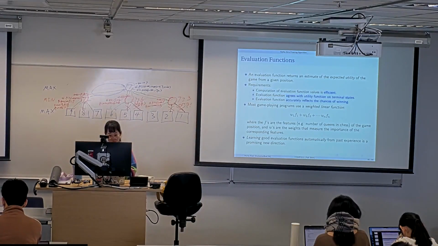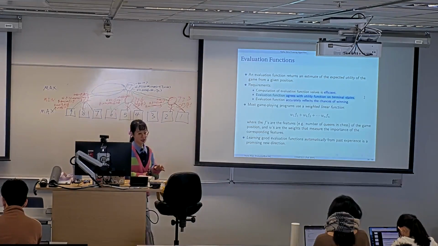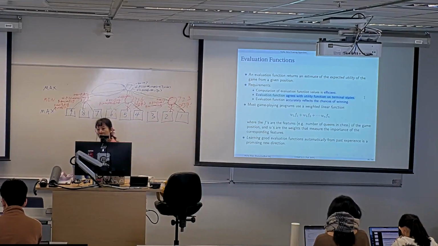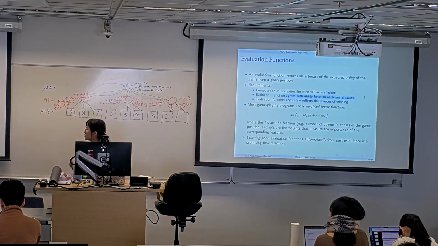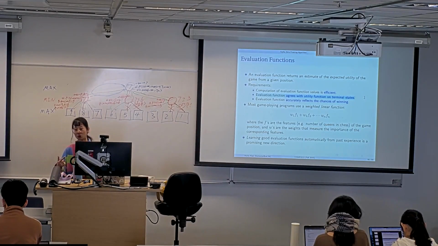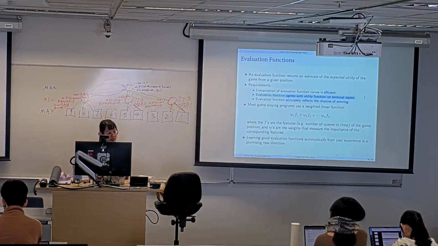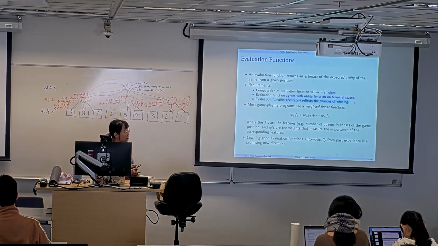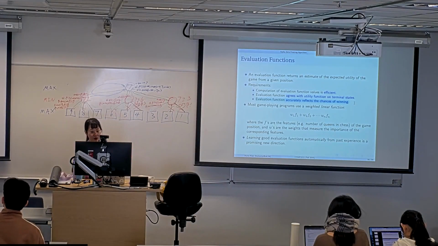And the second requirement: the evaluation function should agree with the utility function on terminal states. Basically that means if it's a terminal state, then the evaluation function should return the same value as the utility function. The utility function is already fixed. We know that it accurately reflects the winning chance. So at least in terminal states, they should match each other. And for other non-terminal states, the evaluation function should accurately reflect the chances of winning. These are the requirements for designing the evaluation function.